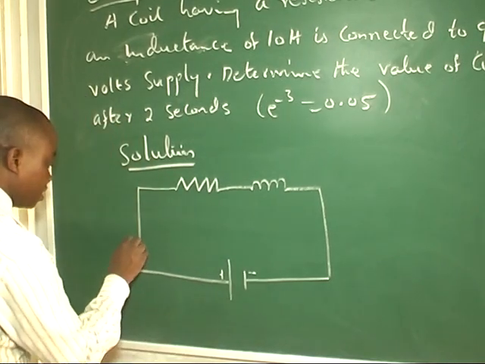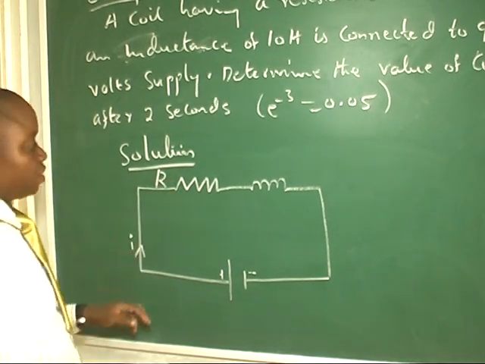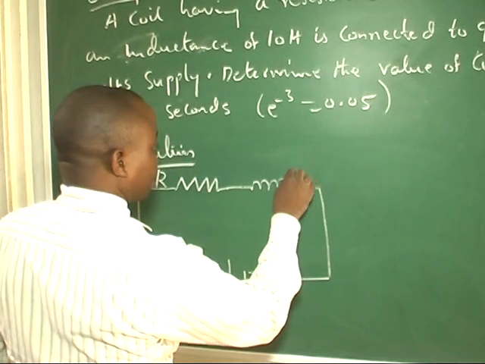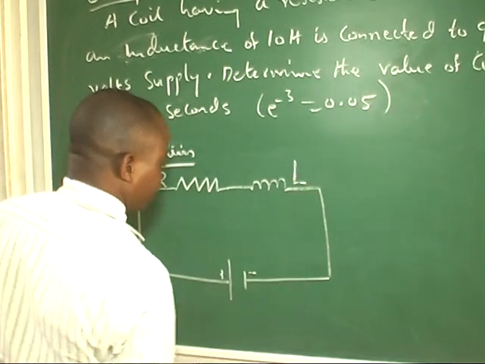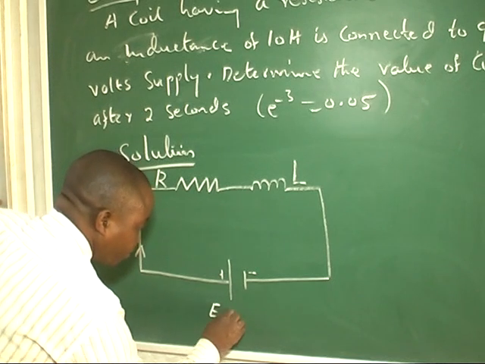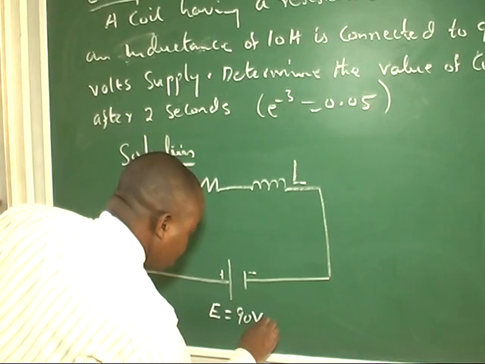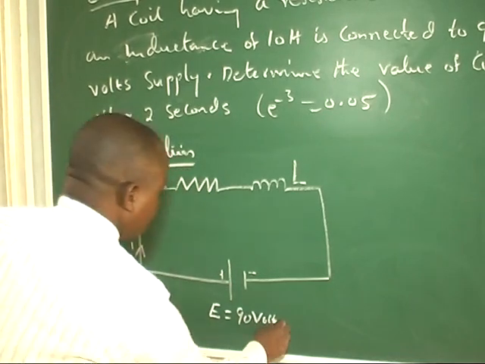So you see that this is the flow, the current. So we have the resistance and inductance there. But we are given that the electromotive force is 90 volts. That's what we are given.